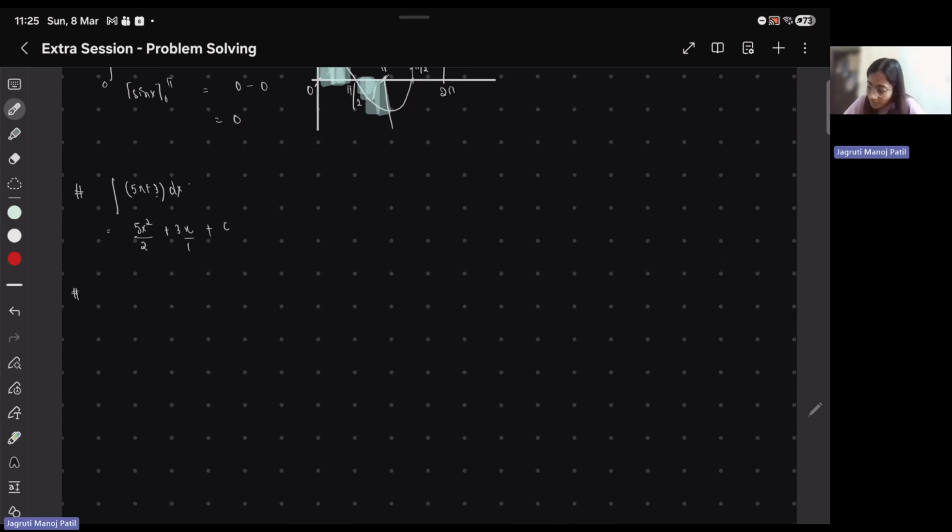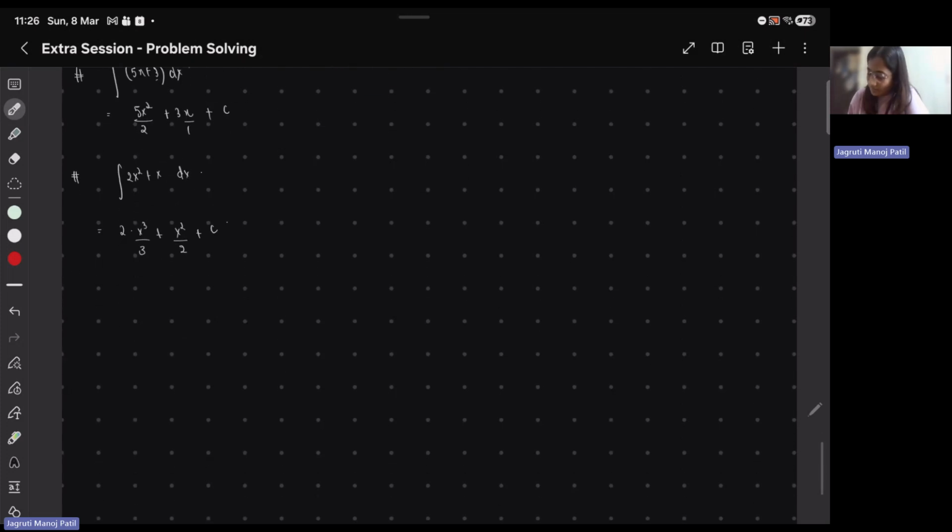Let's just say for this one, you have 2x square plus x, dx. How do you solve this? Integrals are additive in nature, the property is linear. So you can take them both out and separate them. You have 2 times x cube by 3, and plus x square by 2, and plus c. Okay, that's it.